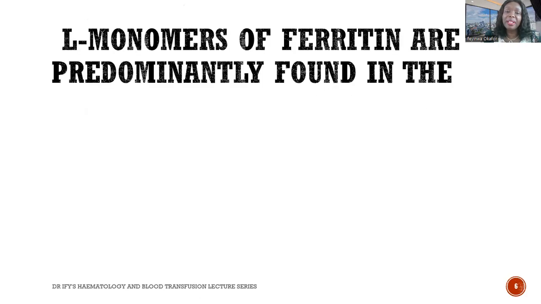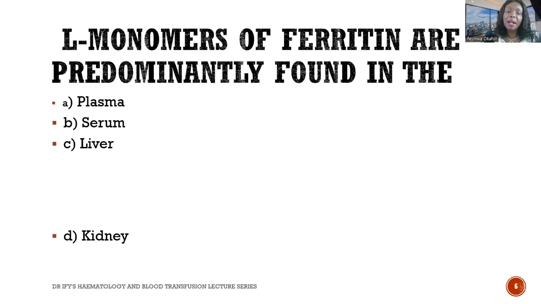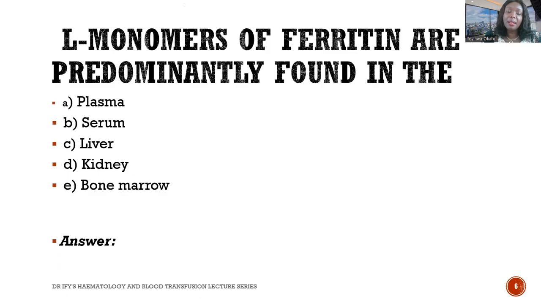L monomers of ferritin are predominantly found in the plasma, serum, liver, kidney, bone marrow. Answer C, liver. The L monomers of ferritin are predominantly found in the liver, where iron is stored.